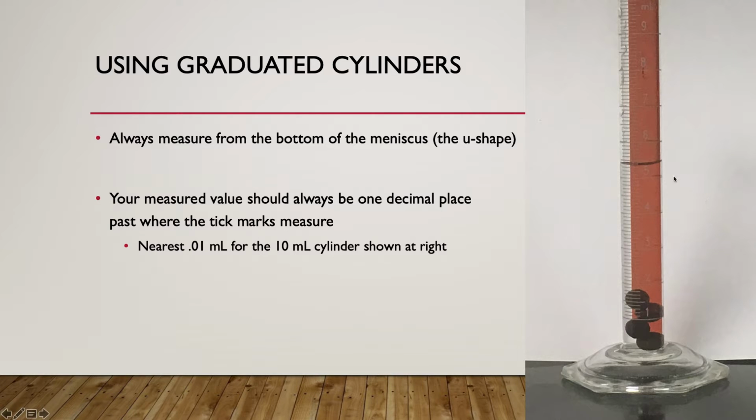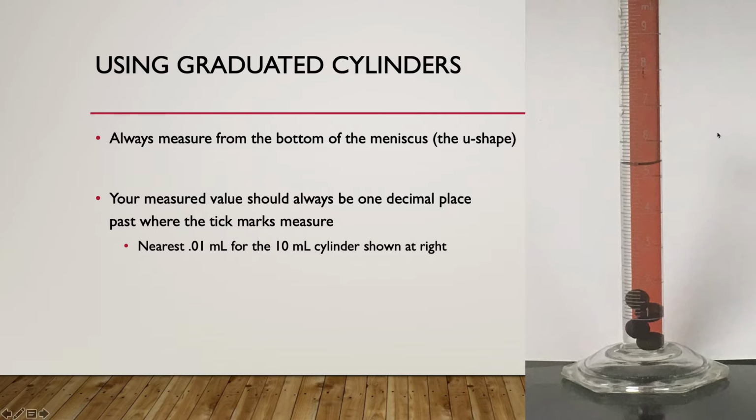So this graduated cylinder here, we see basically tick marks: 1, 2, 3, 4, 5 are the large tick marks, but there's 10 little tick marks between each of the larger numbers. So if we were at this line right here, this would be like 5.1 milliliters, and all of our graduated cylinders measure milliliters for their volume.